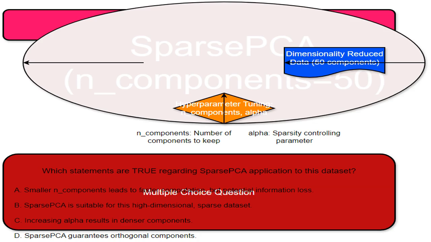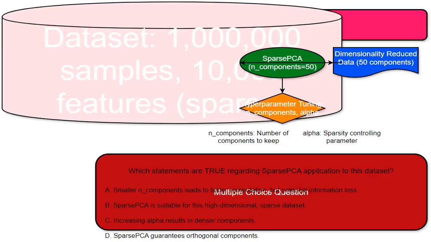The goal here is to reduce the number of features from 10,000 down to 50, while preserving as much important information as possible. The number 50 is the target number of components, principal components. After applying SparsePCA, the result will be a reduced dataset with only 50 components instead of the original 10,000 features. These 50 components will capture the most important variations in the data.